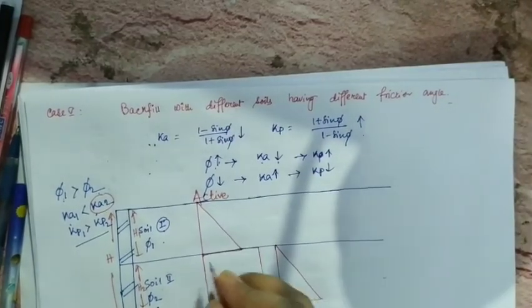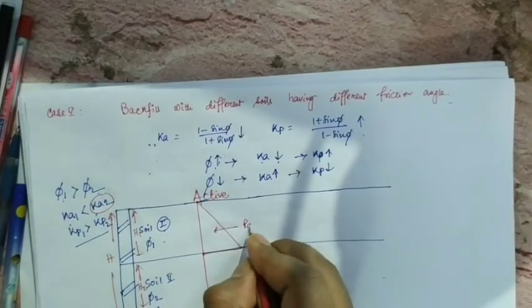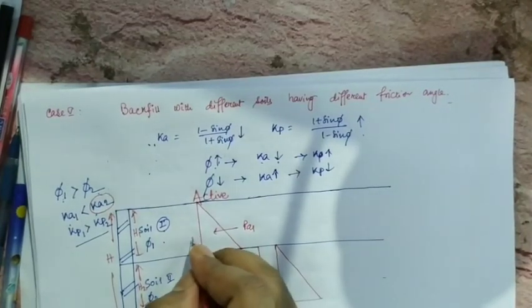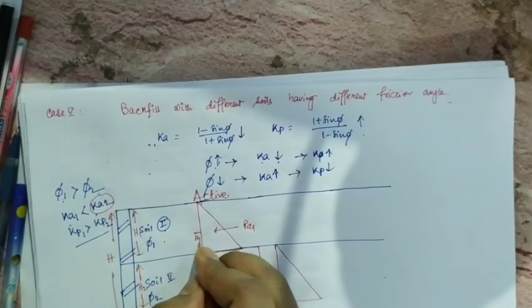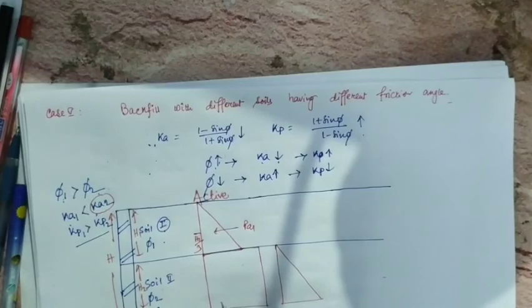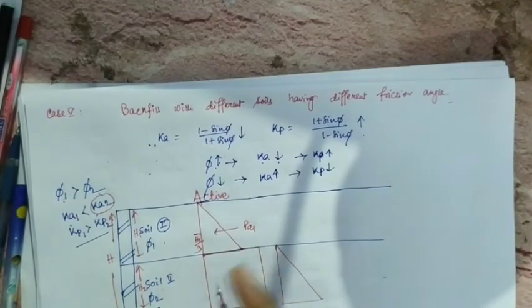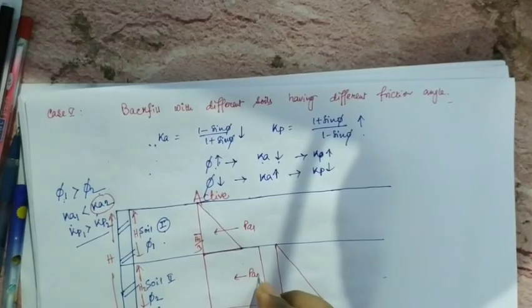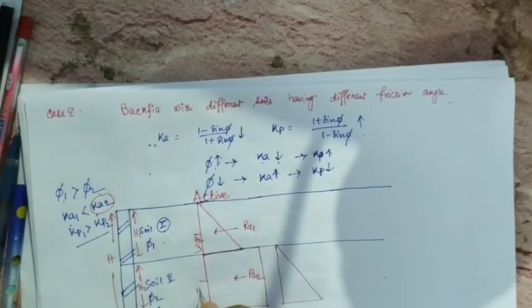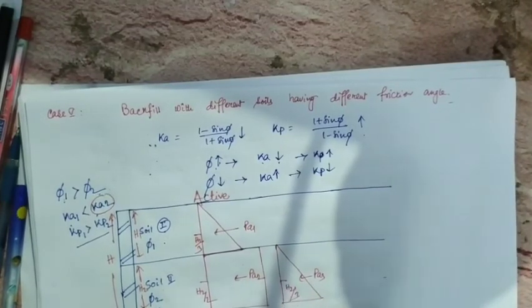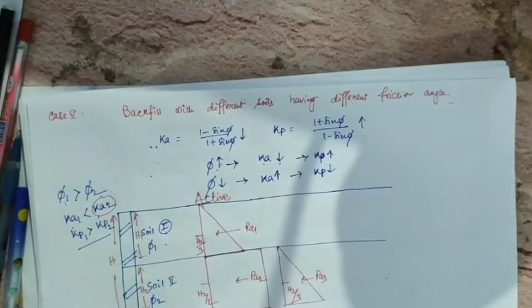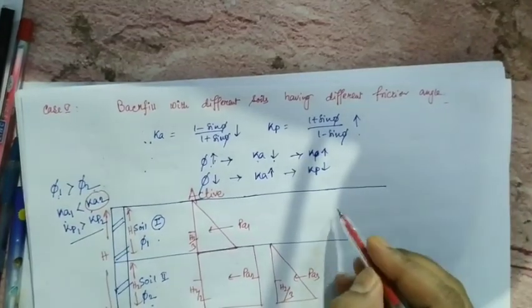And now look, this is Pa1 and it will be acting at h1/3 height, and this is for the surcharge. It will be acting at the middle. I am naming it Pa2, that means at h2/2, and this is Pa3 at h2/3 height. Okay, but what will happen in case of passive?